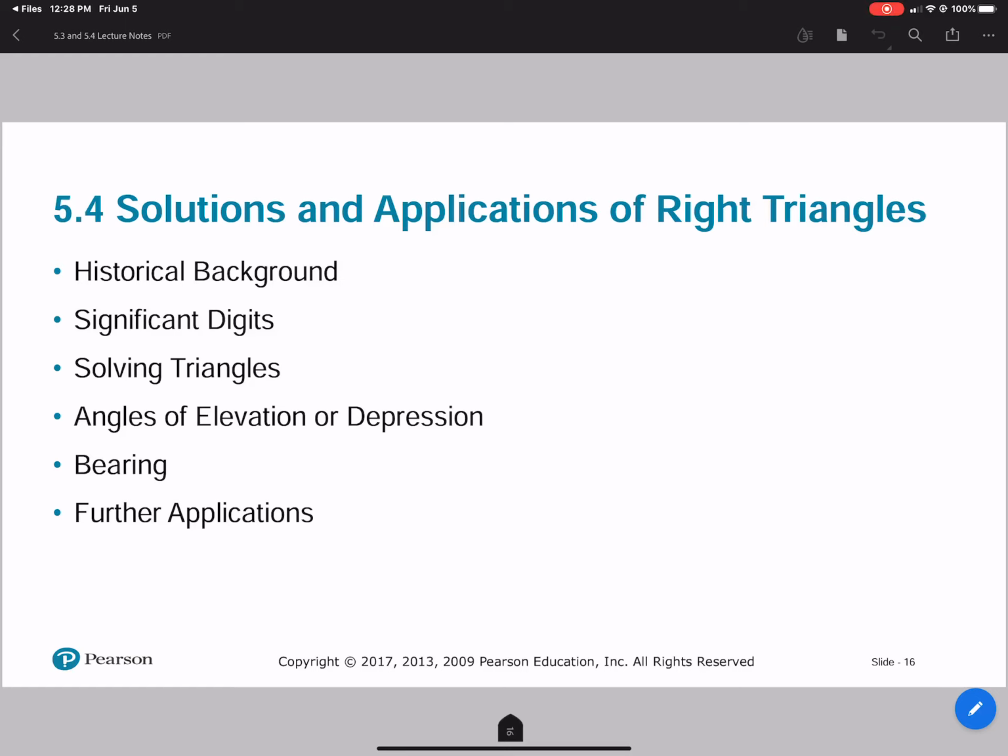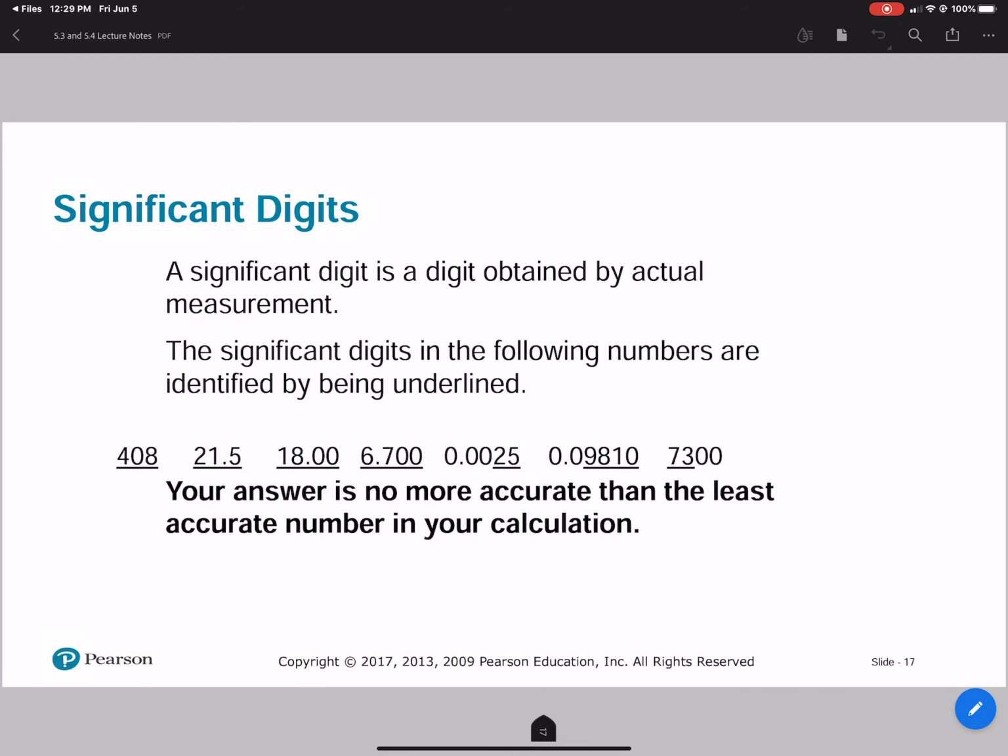Hello class, today we're looking at 5.4 solutions and applications of right triangles: historical backgrounds, significant digits, solving triangles, angles of elevation and depression, bearings, and other applications. So the first thing we're looking at is significant digits.